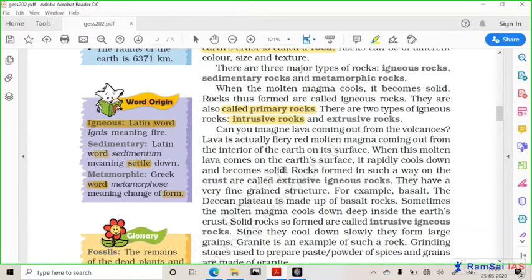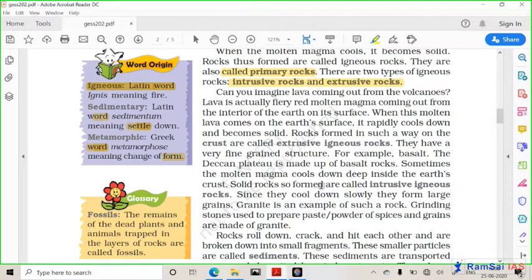Getting it? If that particular lava comes on the surface and cools down, then the grains will cool very fast, and the size of the grain will be smaller. So this type of rock will be known as an extrusive rock. So the igneous rock is of two types, intrusive rock and extrusive rock. For example, basalt, the Deccan Plateau: this lava has been formed on the surface.